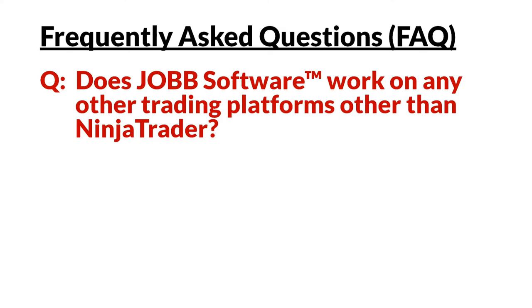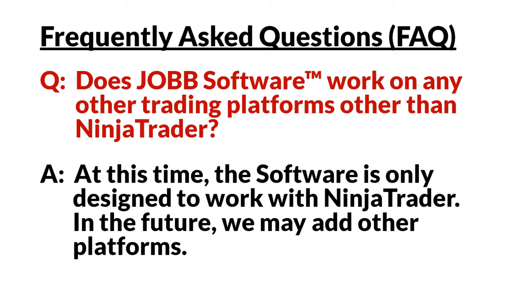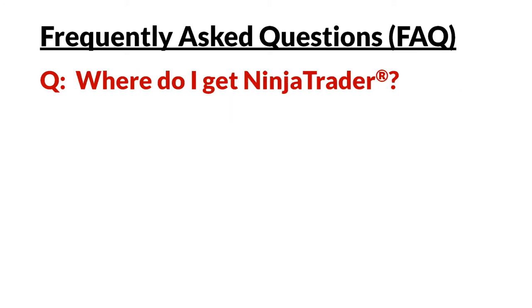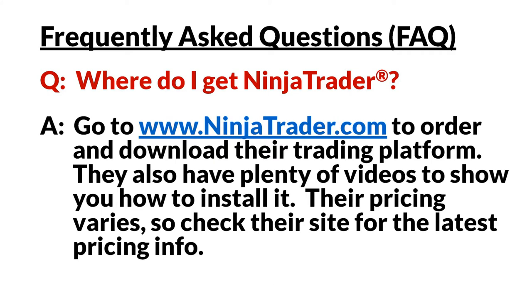Does JOBB software work on any other trading platforms other than NinjaTrader? At this time, the software is only designed to work with NinjaTrader. In the future, we may add other platforms. Where do I get NinjaTrader? Go to www.ninjatrader.com to order and download their trading platform. They also have plenty of videos to show you how to install it. Their pricing varies, so check their site for the latest pricing info.